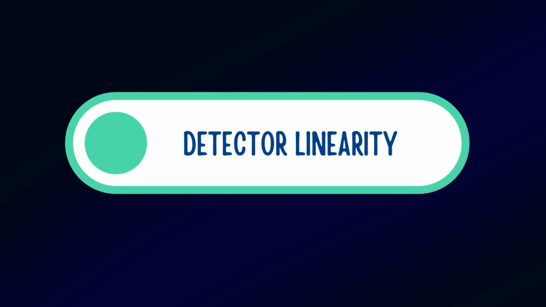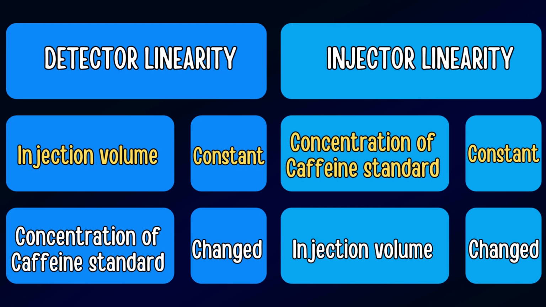Before starting with detector linearity, let's understand what is difference between detector linearity and injector linearity. In detector linearity, the injection volume is kept constant and the concentration of caffeine standard is changed, whereas in injector linearity, the concentration of caffeine standard is kept constant and injection volume is changed.